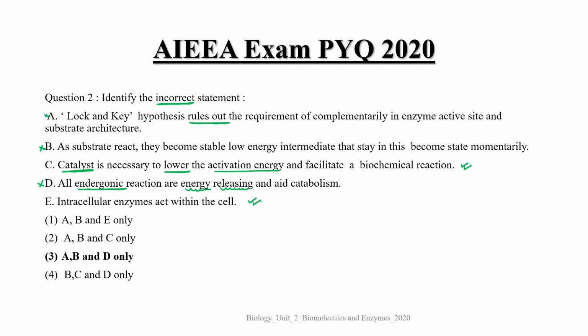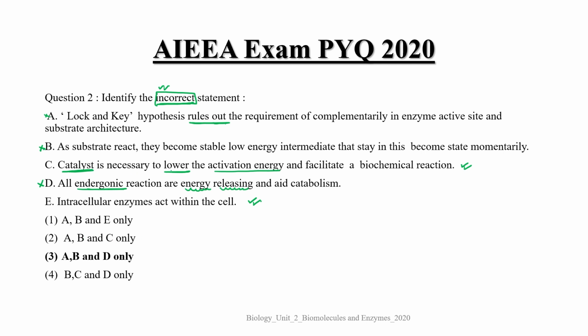So out of these, we have to identify the incorrect statement. According to me, choice number A, choice number B, and choice number C, all the statements given in these choices are absolutely wrong. So we have to choose. A, B, E: no, E is the correct choice. A, B, and C: C is the correct choice.